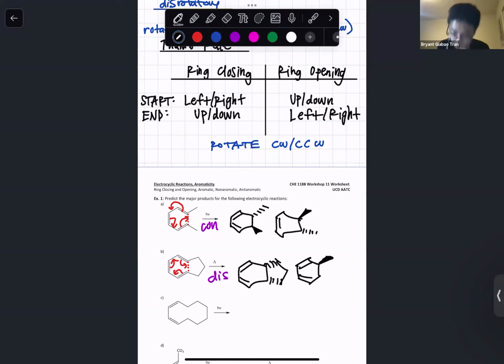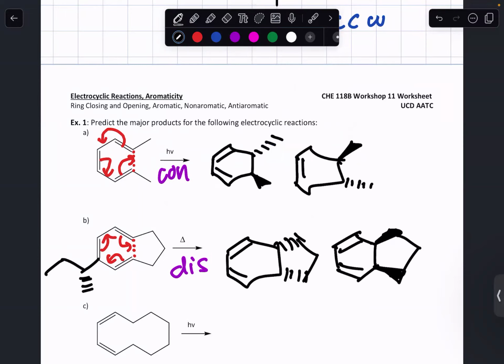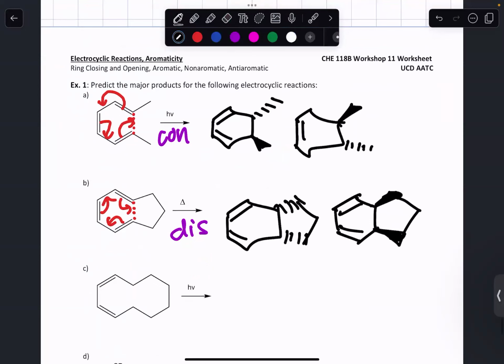You could say plus enantiomer for these, instead of drawing them out. Right, you could say plus enantiomer for these because we have no pre-existing chiral center, but if we had an R group here with a chiral center, then we can't say plus enantiomer in that case. Okay.